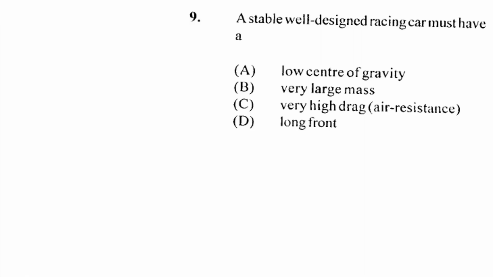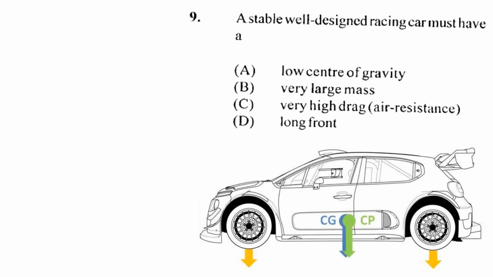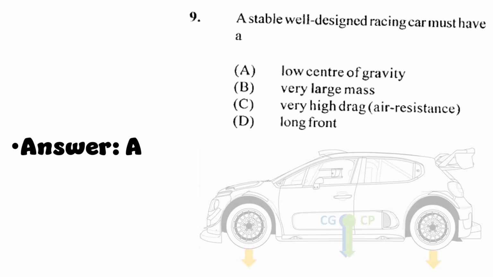Number 9. A stable, well-designed, calm racing car must have A. Low center of gravity, B. Very large mass, C. Very high drag or air resistance, D. Long front. Well, options B, C, and D are definitely undesirable. The correct answer is A, a low center of gravity.